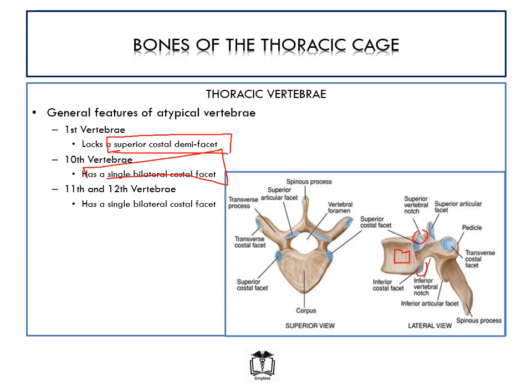So just remember that the tenth vertebrae is atypical. The tenth rib is atypical. The tenth rib has a single demifacet on its head, and then the tenth vertebrae has a single bilateral costal facet on its body, and as a result, that leads to perfect unity between both bony structures. Then we have the 11th and 12th vertebrae. The 11th and 12th vertebrae also have a very unique feature in the sense that they have single bilateral costal facets, just like the 10th vertebrae, and that's because the 11th and 12th ribs also have a single facet on the head of the rib.